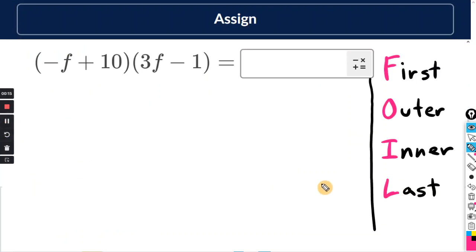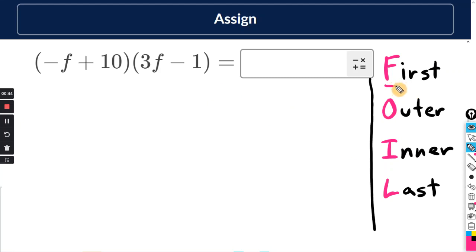So one of the methods you can use to distribute these terms is called FOIL. Okay, that stands for first, outer, inner, last. So really, that is just to help you remember to multiply all the terms. You don't have to use FOIL. You can use distributive property, which I will also use on another problem. All right, but for the first problem, I'm going to use FOIL.